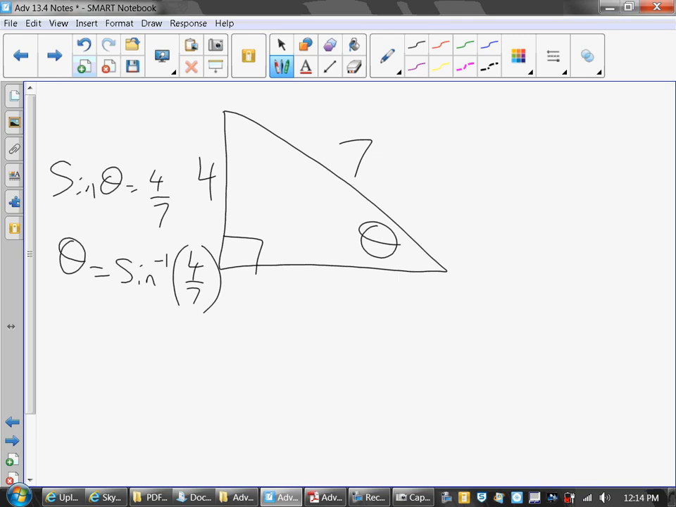You did that in geometry. You hit buttons on your calculator. Second sine, 4 divided by 7, hit enter.